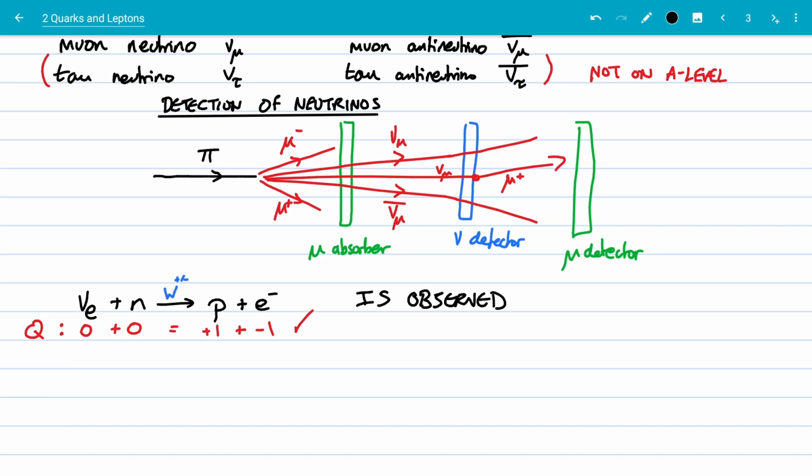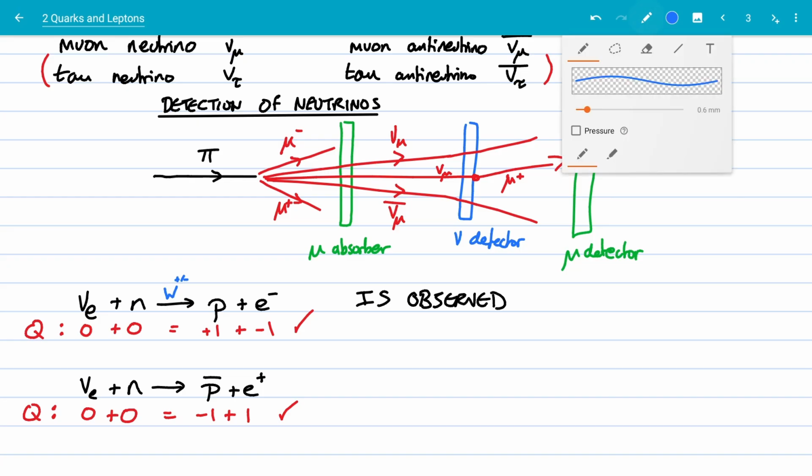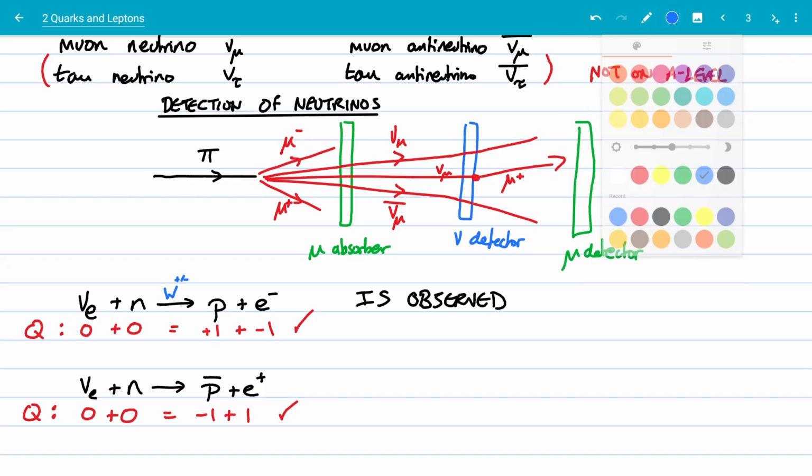But what we don't observe is our neutrino, like this, interacting with a neutron and decaying into an antiproton and a positron. Now, when we look at charge, let's get our charge thing out like this. We've got 0 charge plus 0 charge is equal to -1 plus 1. So charge is balanced. And this would be some sort of W boson. But actually, this is not observed.